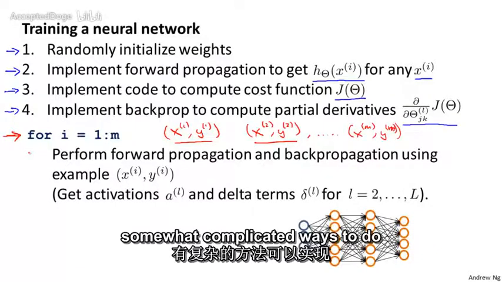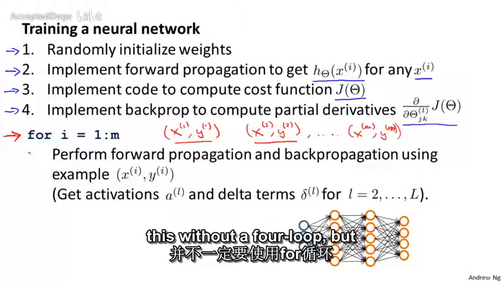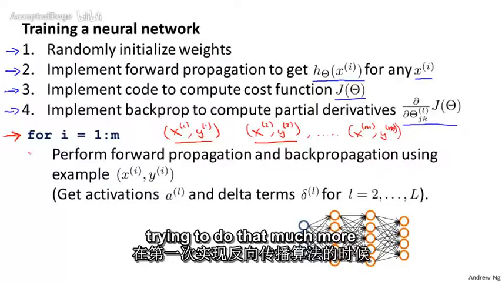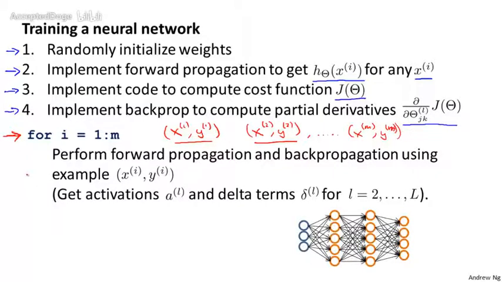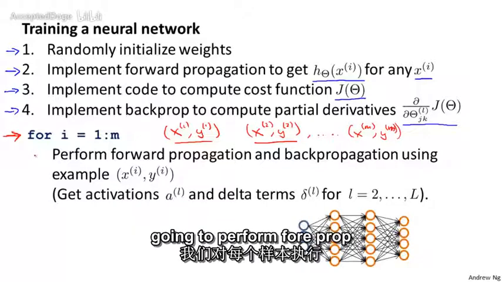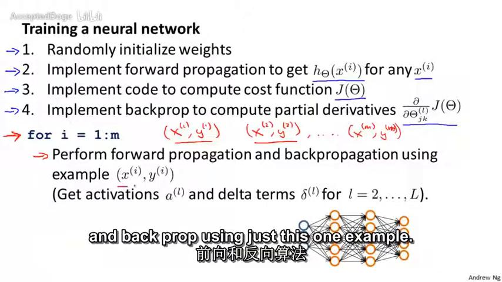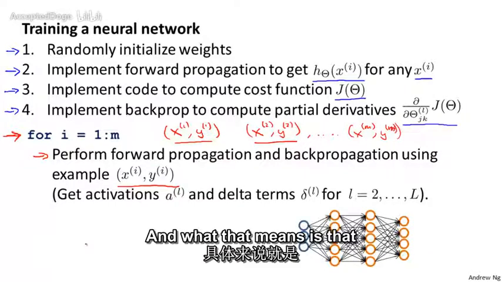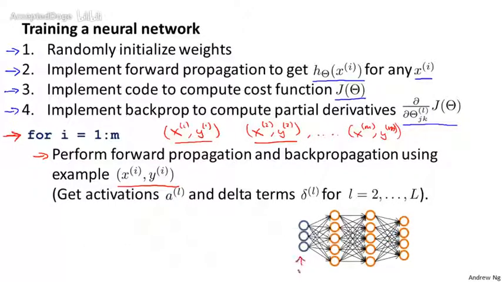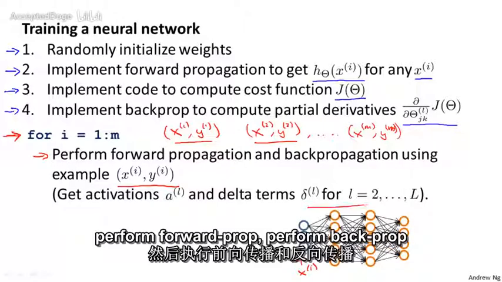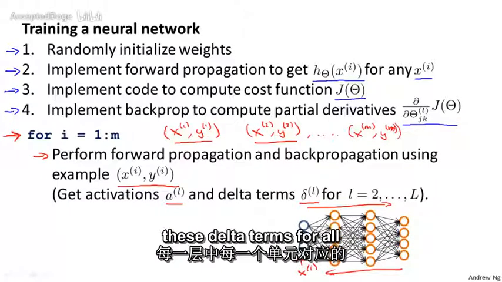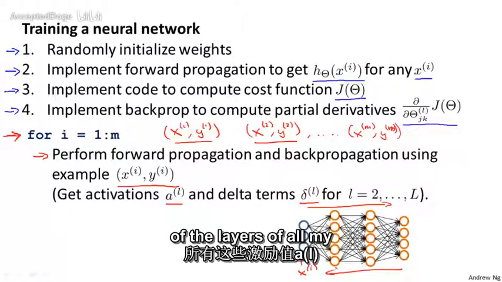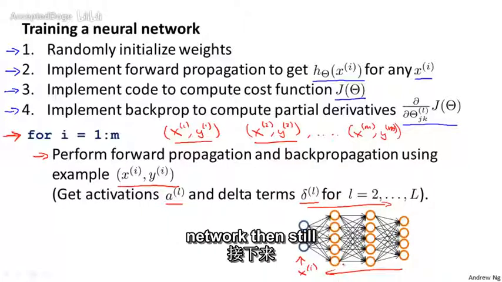And then there are, frankly, somewhat complicated ways to do this without a for loop, but I definitely do not recommend trying that much more complicated version the first time you're implementing backprop. So concretely, we have a for loop over my m training examples, and inside the for loop, we're going to perform forward prop and back prop using just this one example. What that means is that we're going to take x i and feed that to my input layer, perform forward prop, perform back prop, and that will give me all of these activations and all of these delta terms for all of the layers, for all of the units in the neural network.